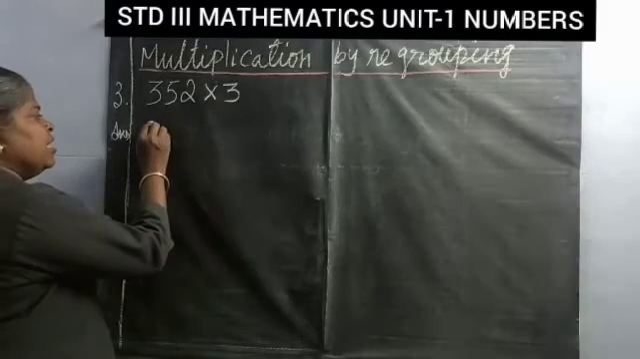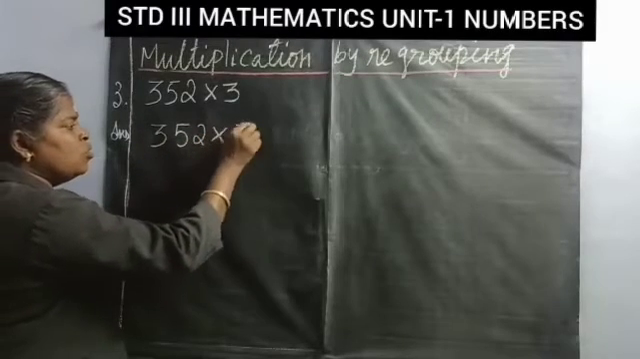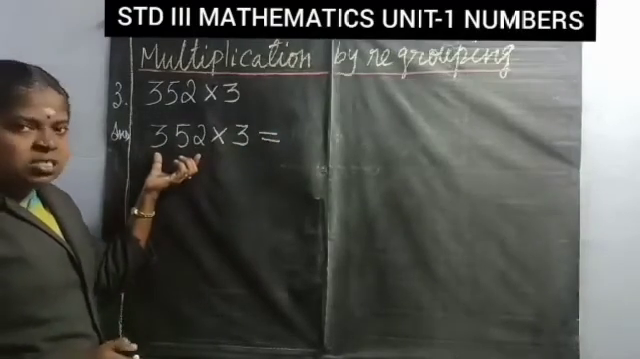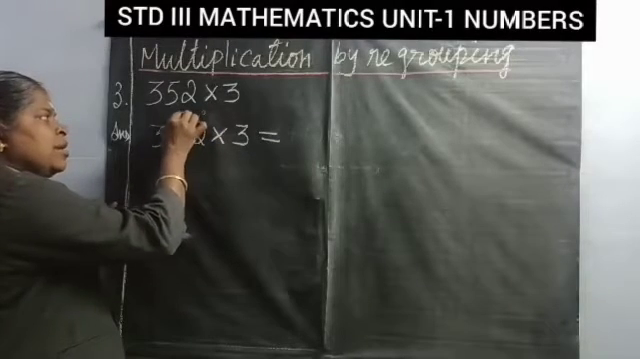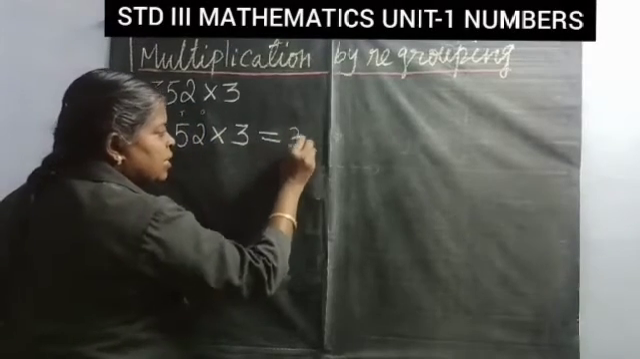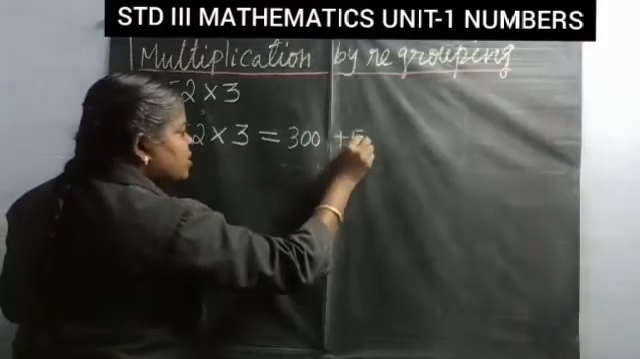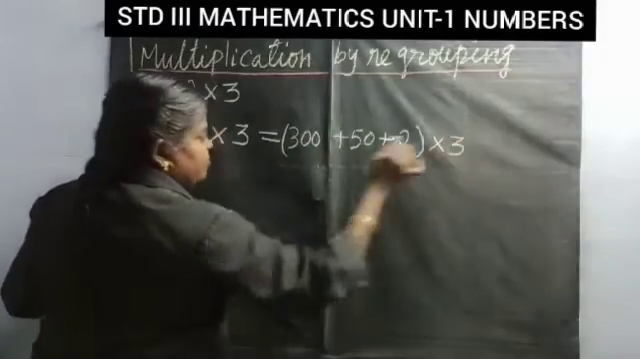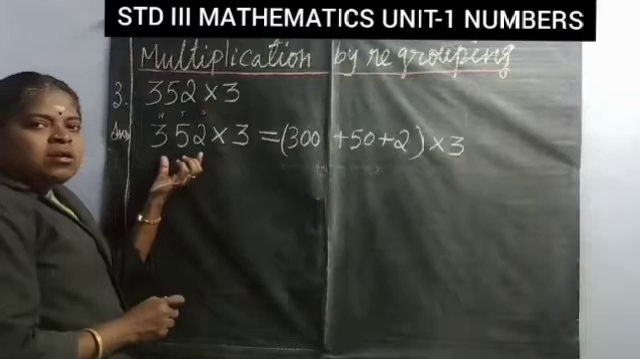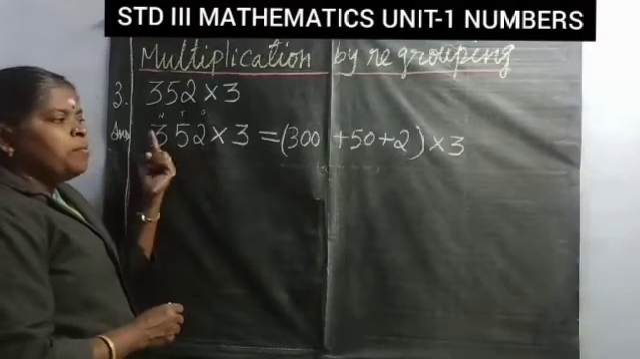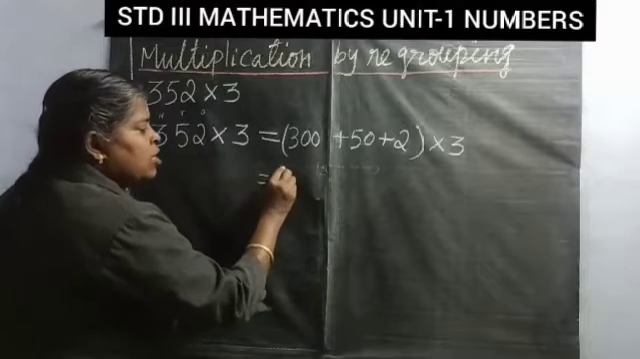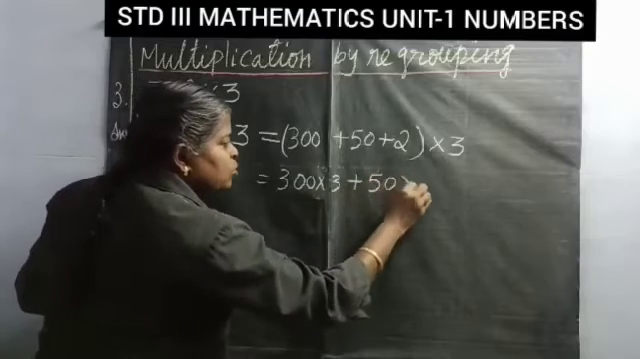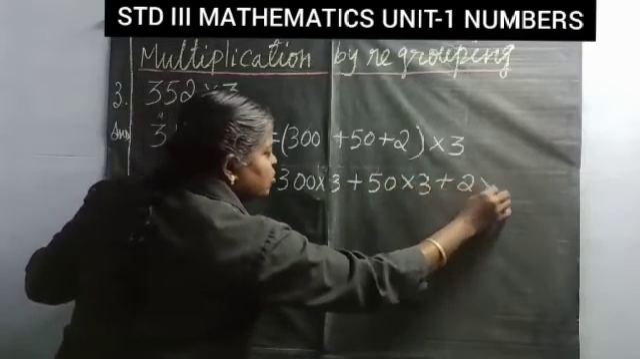Next question, 352 into 3. So first we have to write the expanded form of these three digits. So ones, tens, hundreds. 300 plus 50 plus 2 into 3. First we have to expand these three-digit numbers. 300 plus 50 plus 2 equal to 300 into 3 plus 50 into 3 plus 2 into 3.